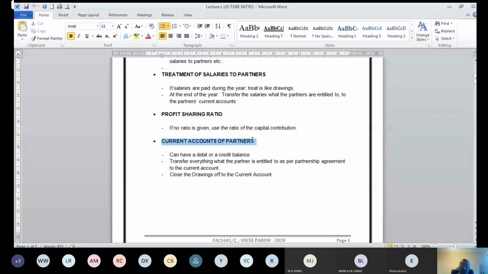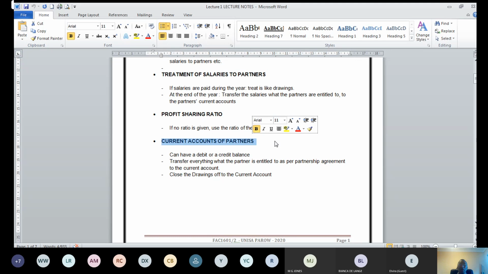Then just the current accounts of partners. A current account of a partner can have a debit or a credit balance. Now, a current account is equity. Remember, it's part of equity. Credit is seen as positive and debit is seen as negative. Everything that a partner is entitled to as per partnership agreement is transferred to his current account. And at the end of the year, the drawings is then closed off to the current account.